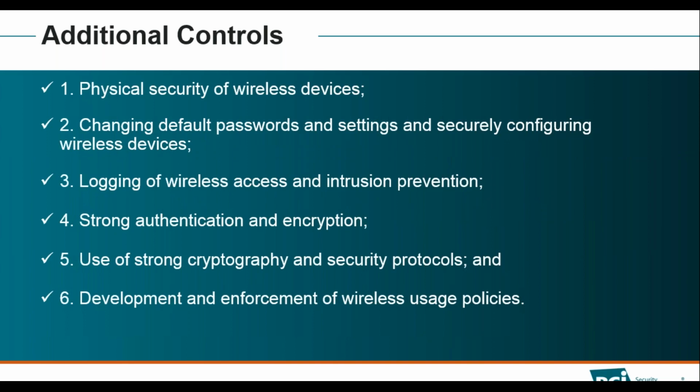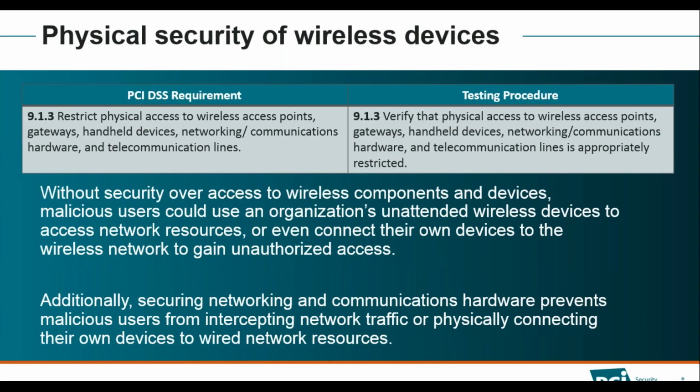These are the 6 levels of controls. We'll be going through each one of them, the suggested tips and tricks to take care of it, and what points you need to keep in mind. So these are the 6 areas we'll be getting into, each one at a time. The first is the physical security of wireless devices. The first one is 9.1.3, restrict physical access to wireless access points.